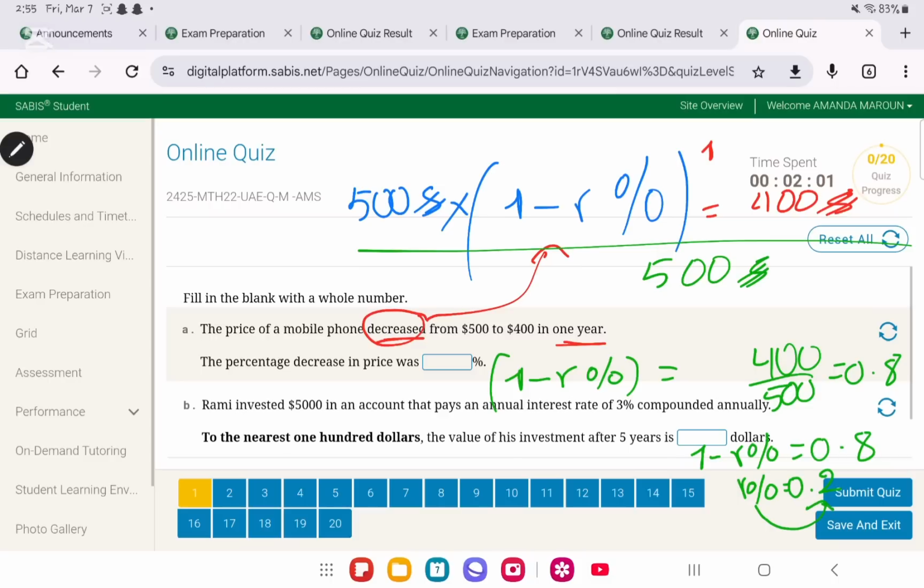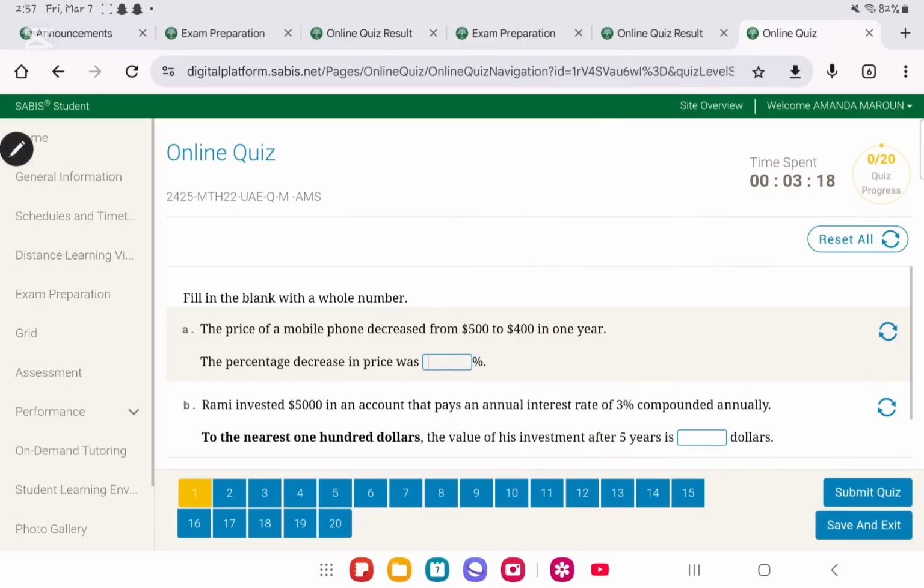So then when you move percentage to the other side, it will become times 100. Why will it become times 100? Because actually, instead of R%, you could simply write it as R over 100. So it would be R over 100, which is R%, is equal to 0.2. So R is equal to 0.2 times 100. Okay, so when you do it on your calculator, you are gonna get that R is 20. So that means the percentage decrease in price was 20%.